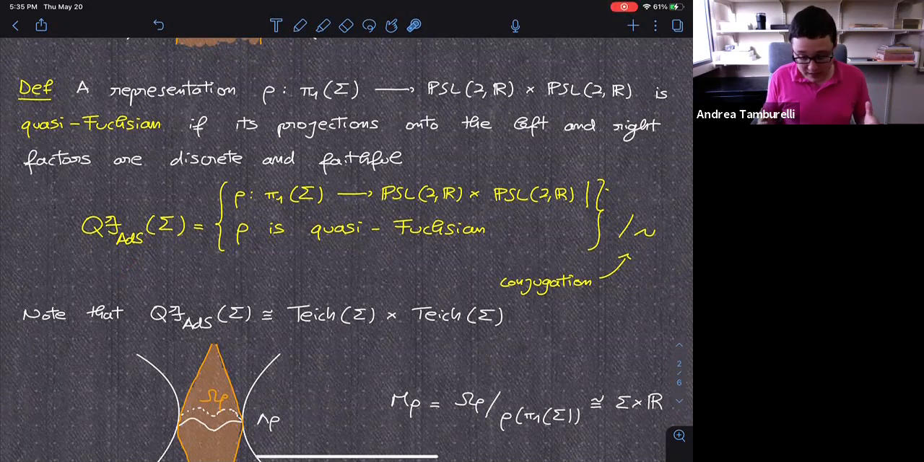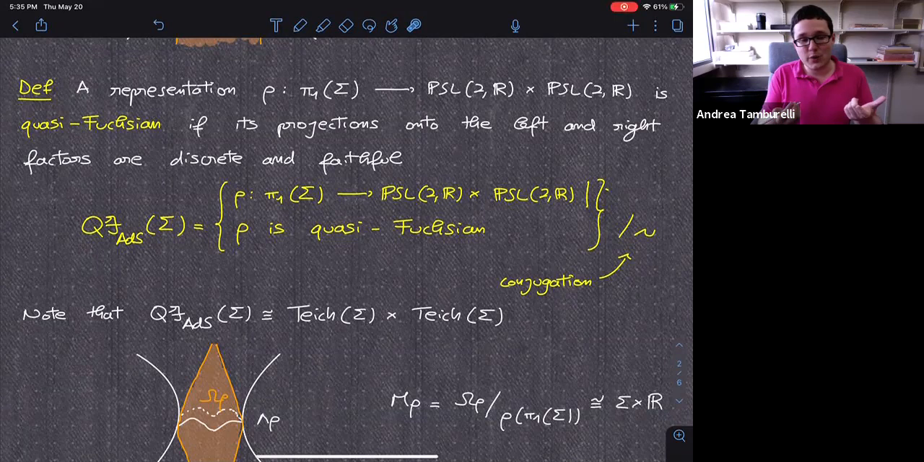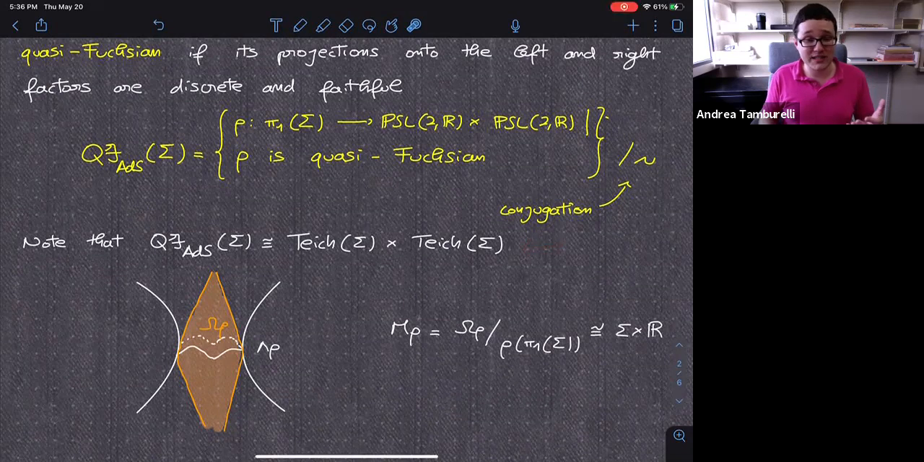And so we define the space of anti-de Sitter quasi-Fuchsian representations as representations that are discrete and faithful in each factor up to the action by conjugation of PSL2R cross PSL2R. You immediately see that such a representation is simply given by a pair of discrete and faithful representations into PSL2R, but those are exactly the holonomies of hyperbolic structures on a closed surface.